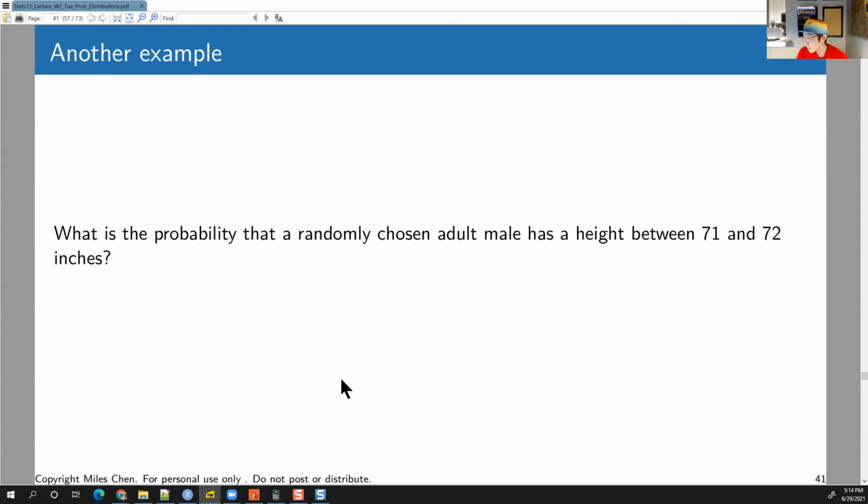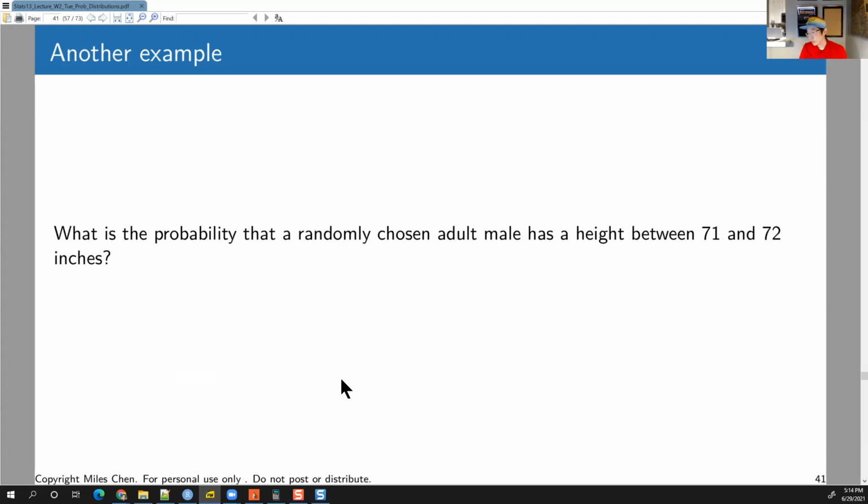Okay, if we do one more, I'll go ahead and give you the answers for this one. What is the probability that a randomly chosen adult male has a height between 71 and 72 inches, so between 5'11" and 6 feet tall? What's the probability that someone falls in that zone?